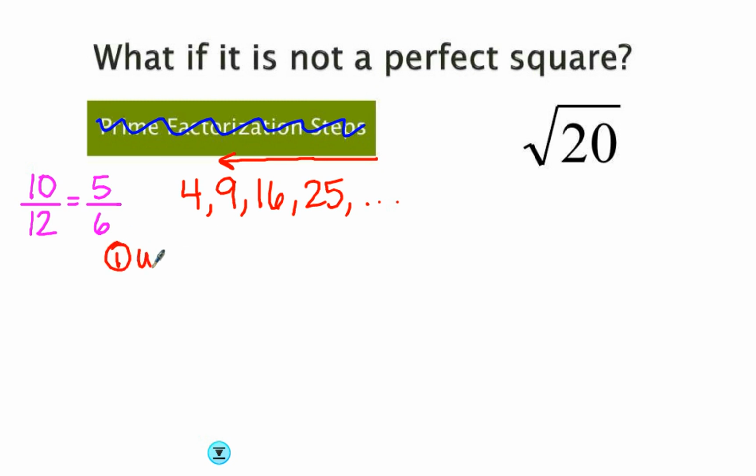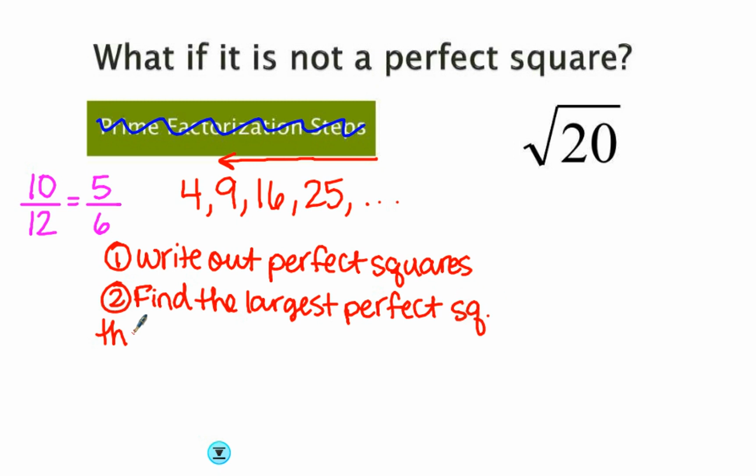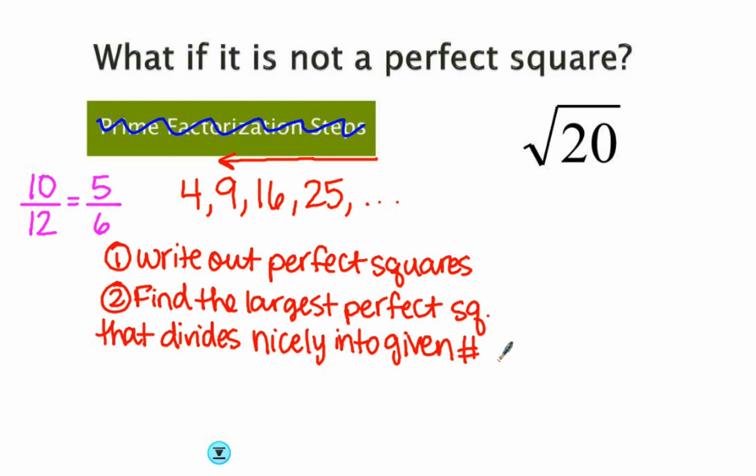So step 1, I'll say to write out your perfect squares. Step 2, find the largest perfect square that divides nicely into the given number. And then step 3, we will simplify the perfect square.